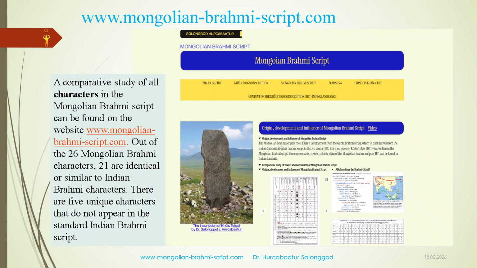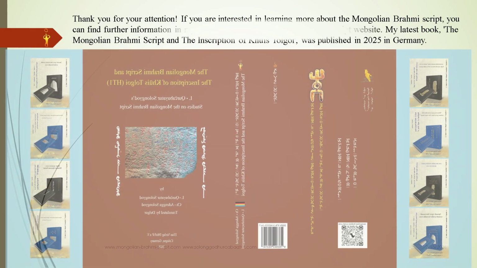A comparative study of all characters in the Mongolian Brahmi script can be found on the website www.mongolian-brahmi-script.com. Out of the 26 Mongolian Brahmi characters, 21 are identical or similar to Indian Brahmi characters. There are 5 unique characters that do not appear in the standard Indian Brahmi script. Thank you for your attention.